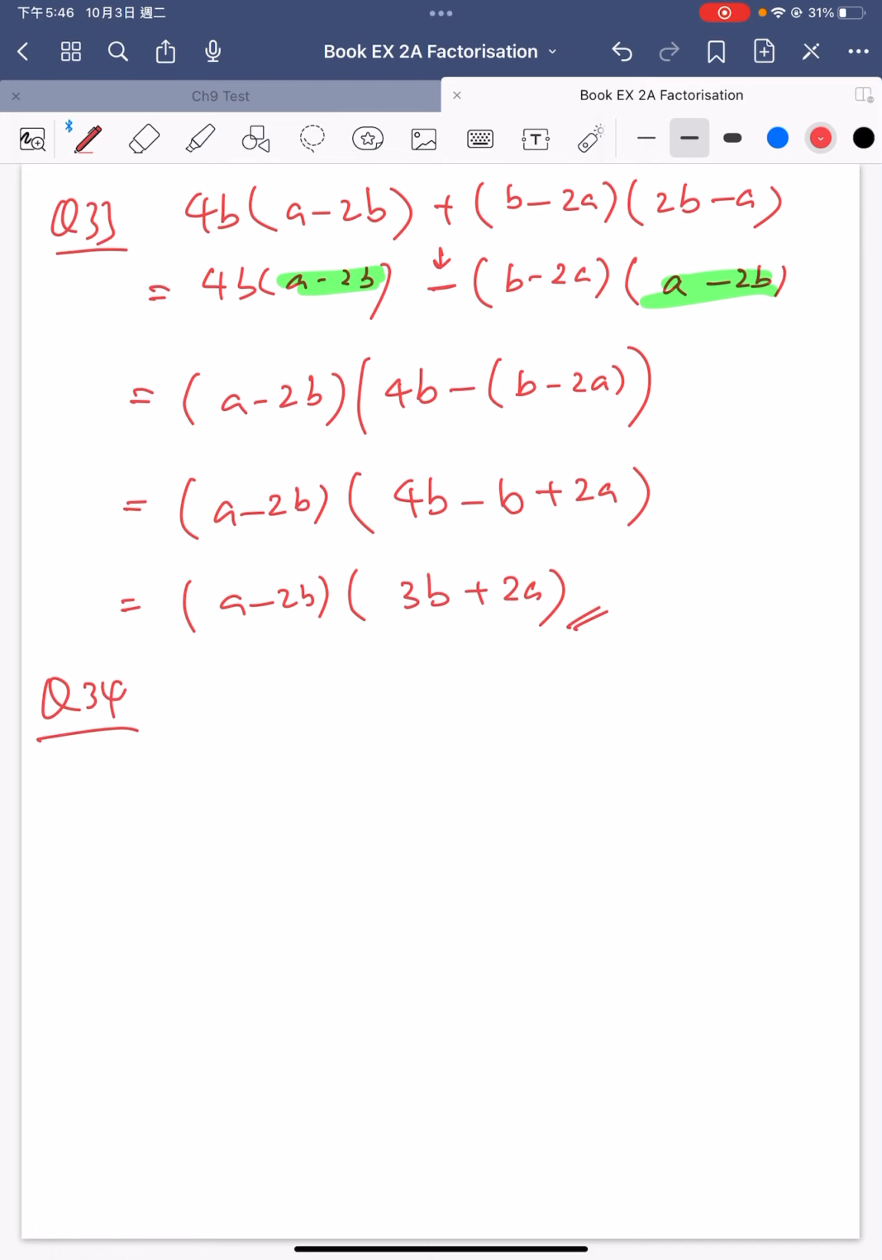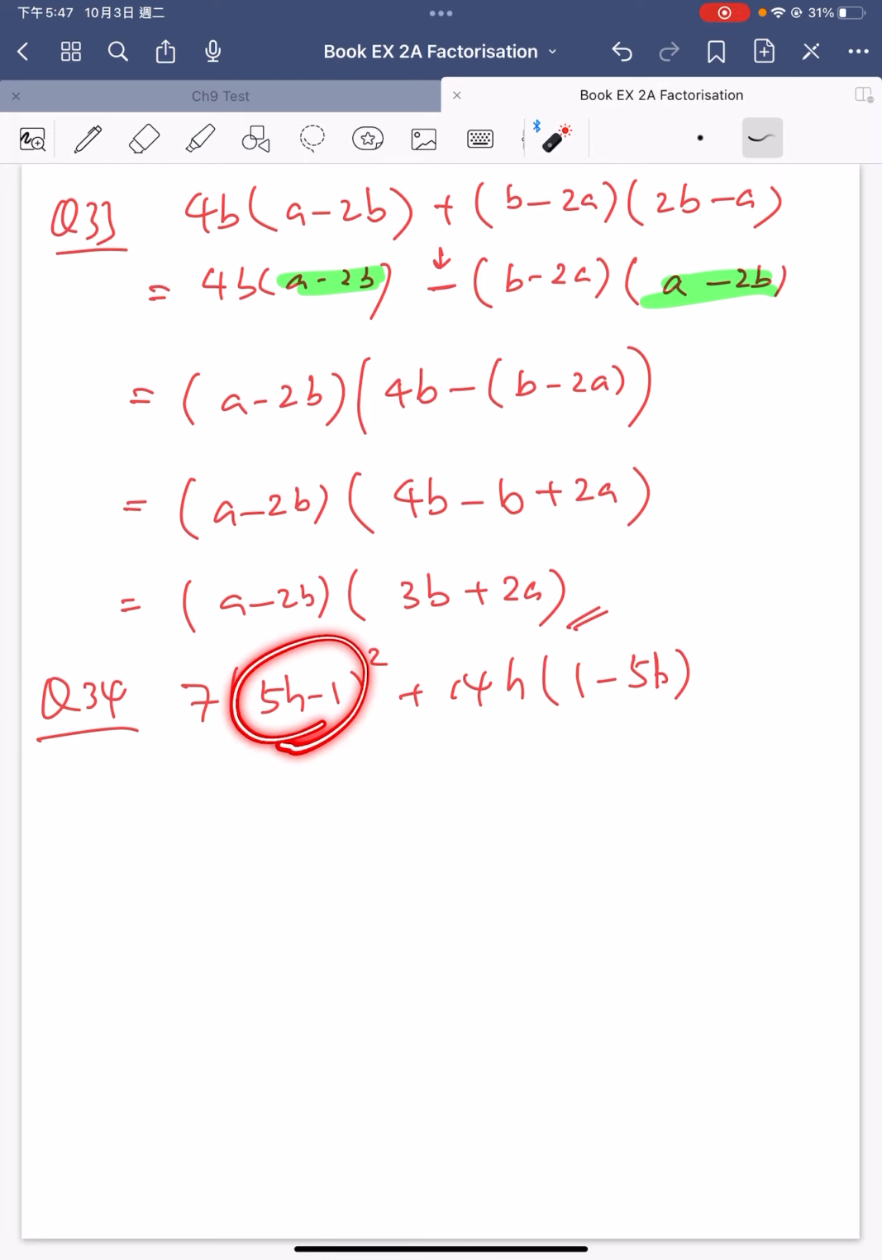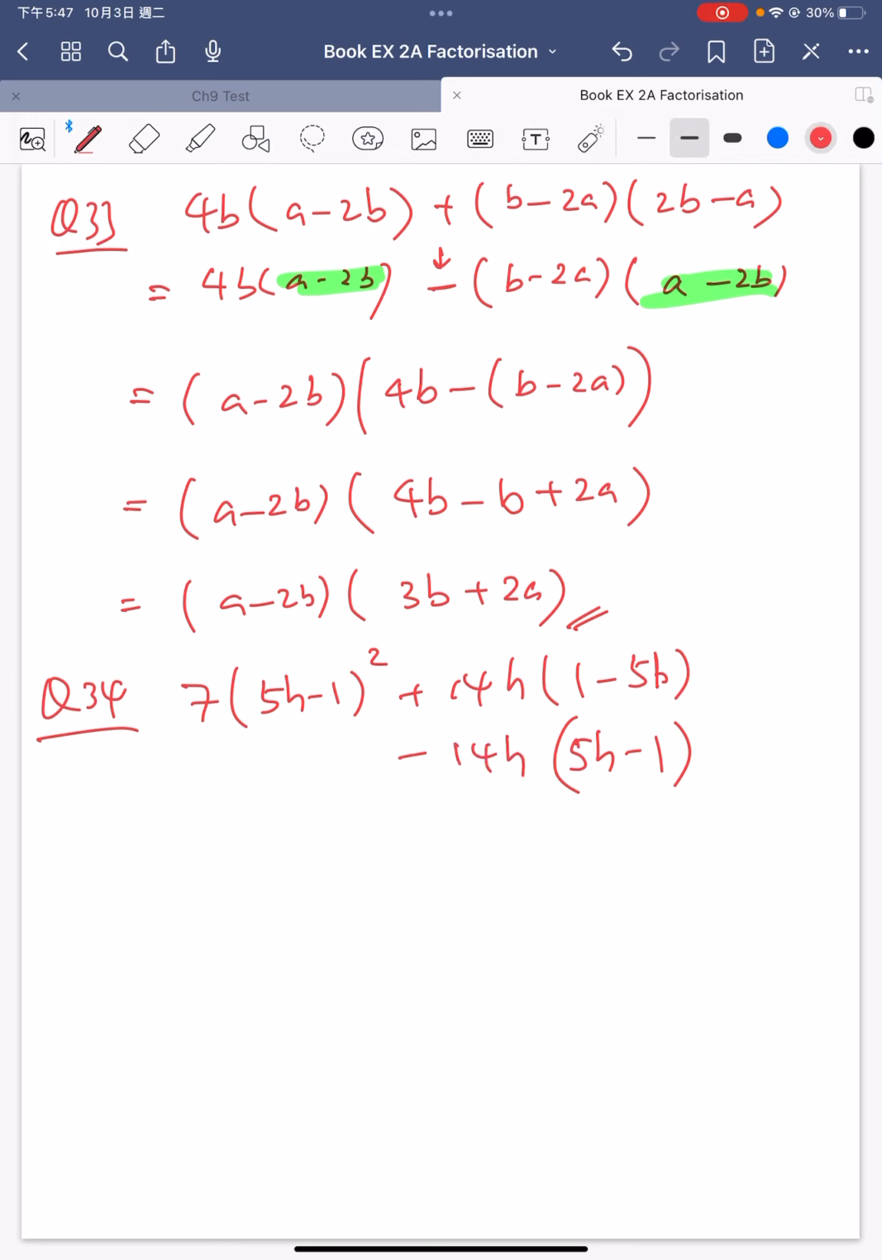Alright, so for the last question, question 34, we have 7 times (5h minus 1) squared, then we plus 14h times (1 minus 5h). And this one is still a little bit tricky. We have this 5h minus 1, and this is 1 minus 5h. So still we want to swap them to make it become 5h minus 1. After you swap it, you need to change the front sign to negative, then you copy down the rest.